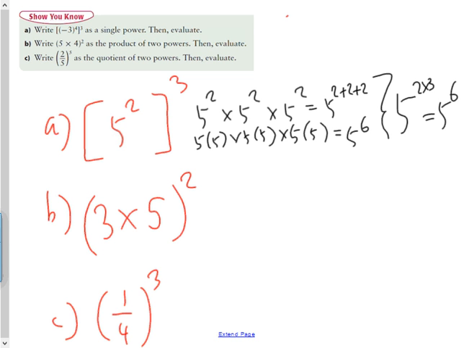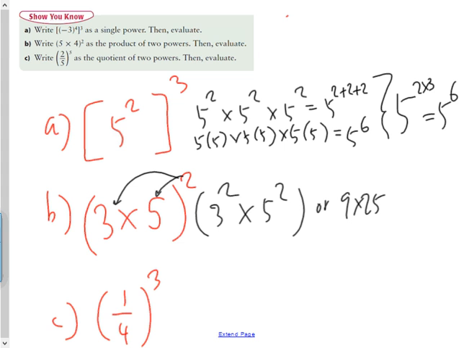Now in B, we have 3 times 5. And if I have that squared, it would be 3 times 5 multiplied by 3 times 5, if I want to think of it. Or 3 is multiplied by itself twice, and 5 is multiplied by itself twice. Or, if I use this distributive property idea, I'd have 3 squared multiplied by 5 squared, or 9 times 25, or 225.